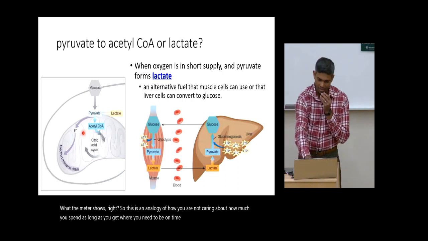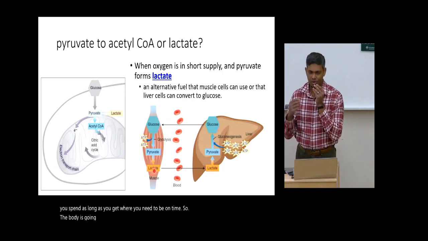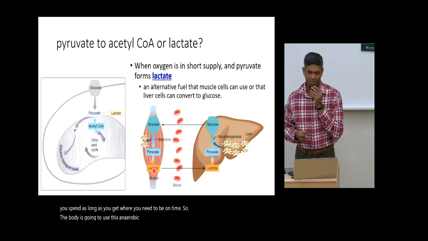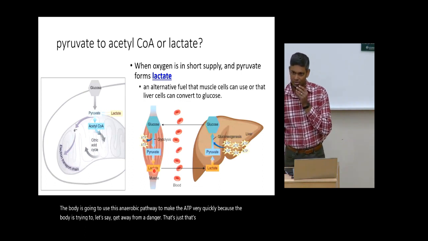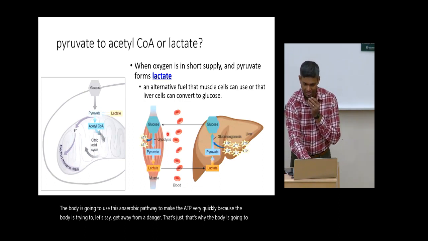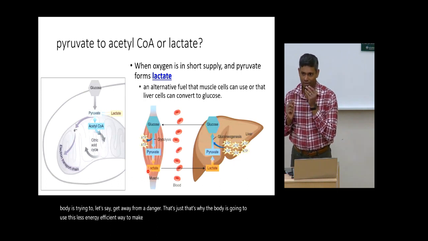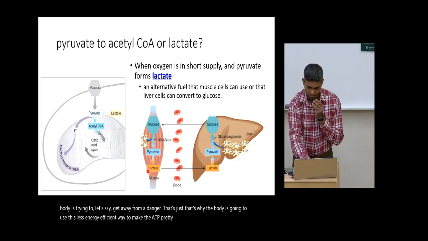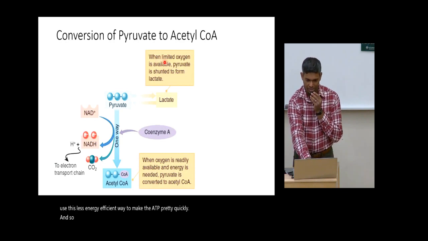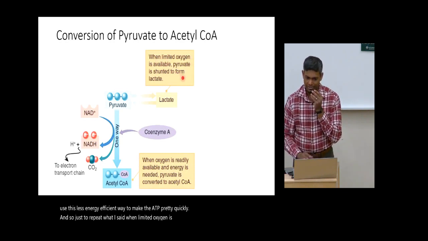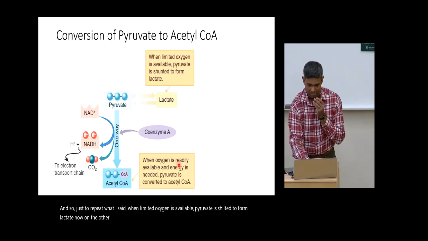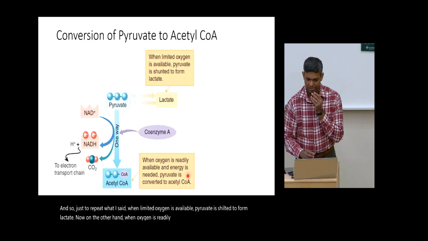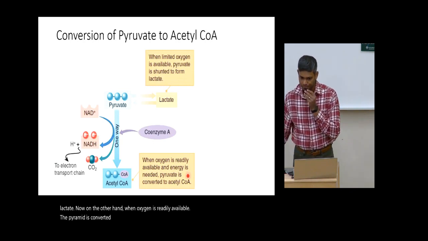So the body is going to use this anaerobic pathway to make the ATP very quickly, because the body is trying to, let's say, get away from a danger, right? So that's why the body is going to use this less energy efficient way to make the ATP pretty quickly. And so just to repeat what I said, when limited oxygen is available, pyruvate is shunted to form lactate. Now on the other hand, when oxygen is readily available, the pyruvate is converted into acetyl CoA.